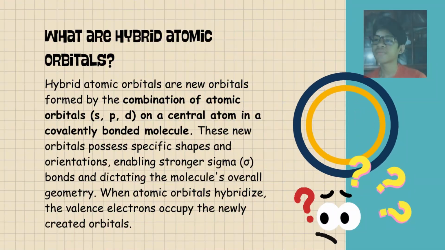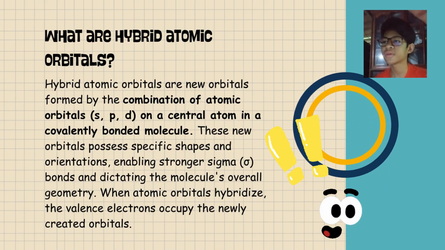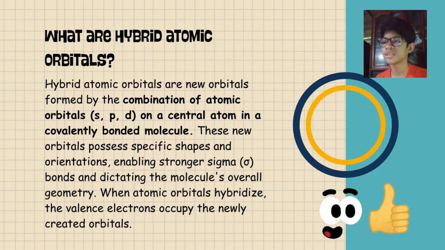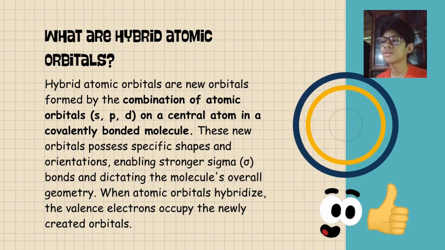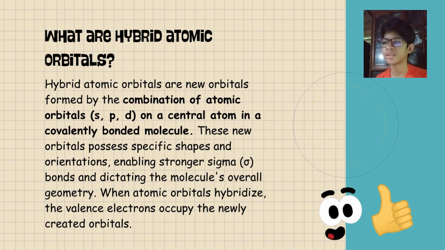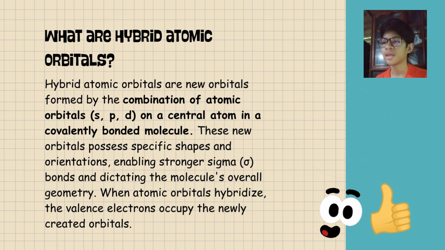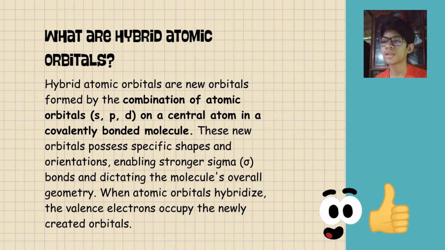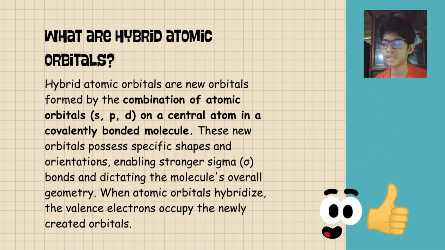What are hybrid atomic orbitals? Hybrid atomic orbitals are new orbitals formed by the combination of atomic orbitals (s, p, d) on a central atom in a covalently bonded molecule. These new orbitals possess specific shapes and orientations, enabling stronger sigma bonds and dictating the molecule's overall geometry. When atomic orbitals hybridize, the valence electrons occupy the newly created orbitals.